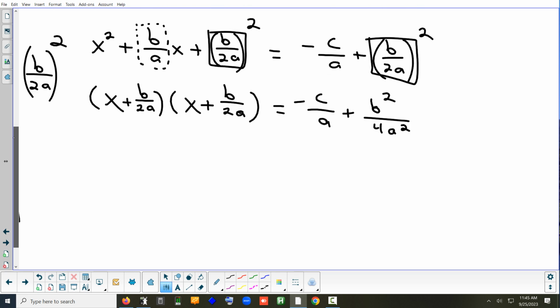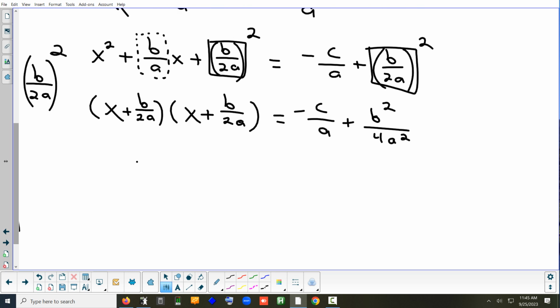Now, this side, since we factored into two things that are the same, let's stop writing it twice. Let's just do it like this: x plus b over 2a, squared, equals, and now I'd like to put those fractions together on the other side. But if I want to put them together, what do they need to have? Same denominator. This denominator already includes some of that denominator. So that's good. What could I multiply this by to make it the same as that one?